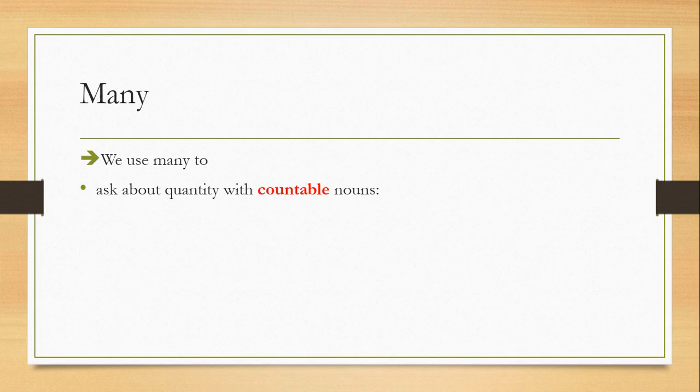Many. So what is the meaning of many? Many is a large number. We're talking about number, so we use it with countable nouns. So large number of something. For example, we use many to ask questions about quantity with countable nouns. Here we're talking about countable nouns only. So how many students are absent?